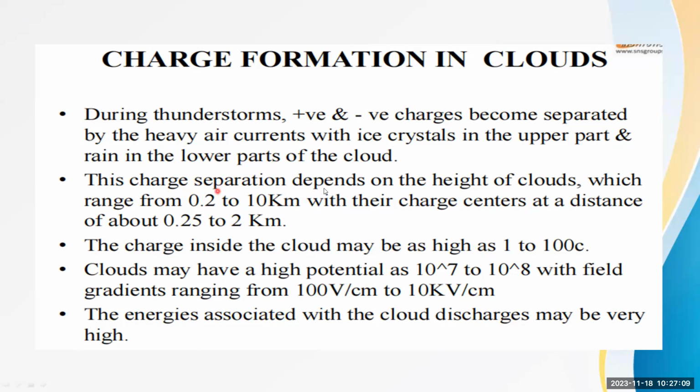The charge separation depends upon the height of the cloud, and the charge inside the cloud may be 1 coulomb to 100 coulombs. The positive charges are in the upper part of the cloud and negative charges in the lower part. Ice crystals are present in the upper part of the cloud because of the low temperature, below minus 40 degrees Celsius, and rain is in the lower part of the cloud.